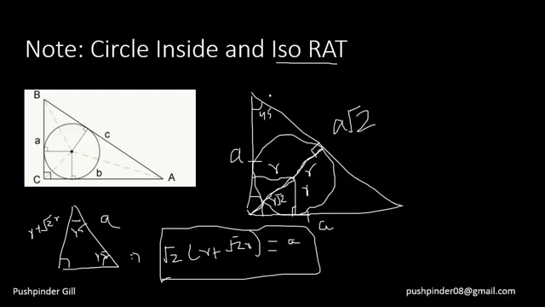And if I see this triangle, this is R plus root 2R, this is A, that means this into root 2 is actually equal to the hypotenuse. This is again an isosceles right angle triangle. So that means this is the relationship between an isosceles right angle triangle and a circle inside it. I suppose you've understood this. Let's move forward.